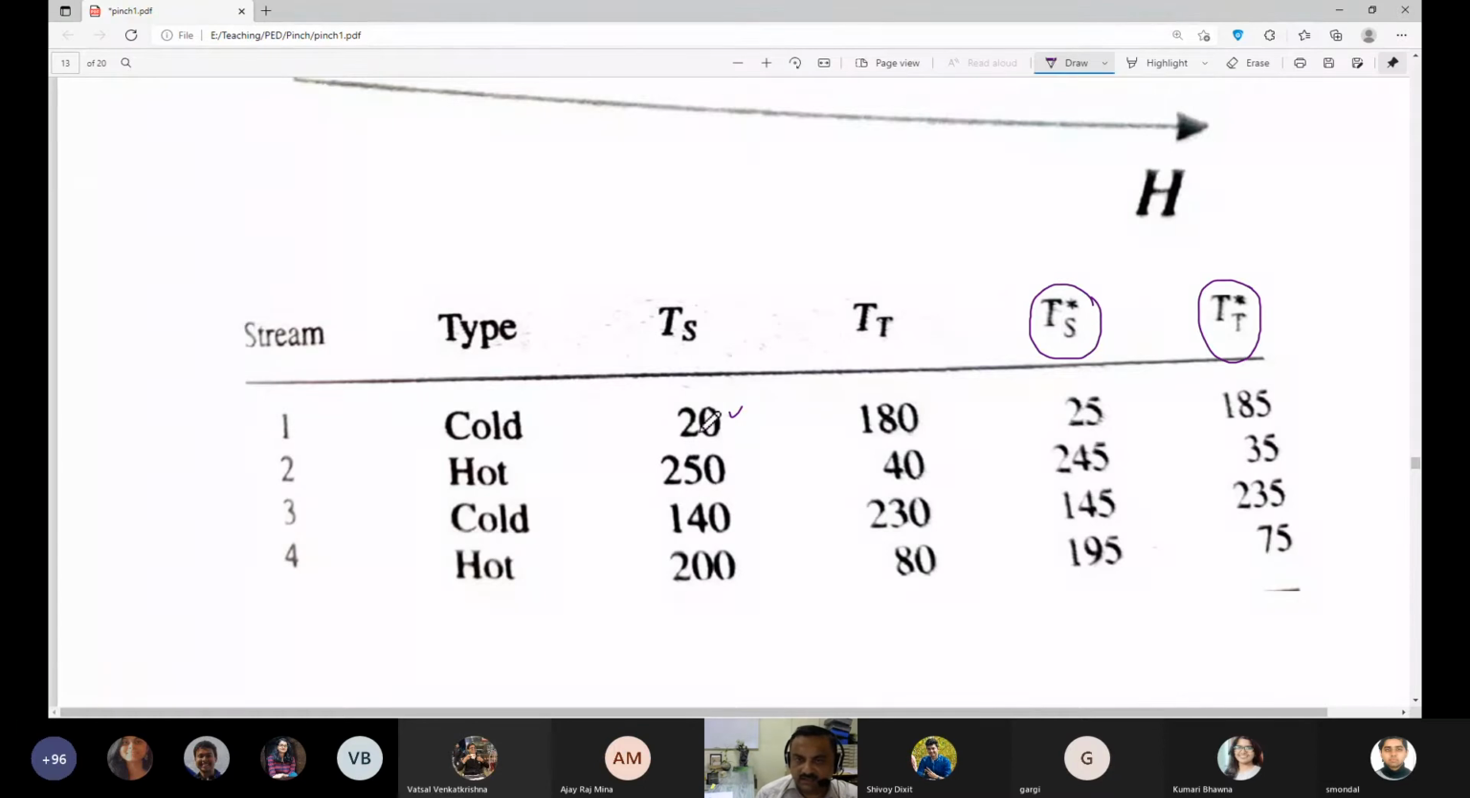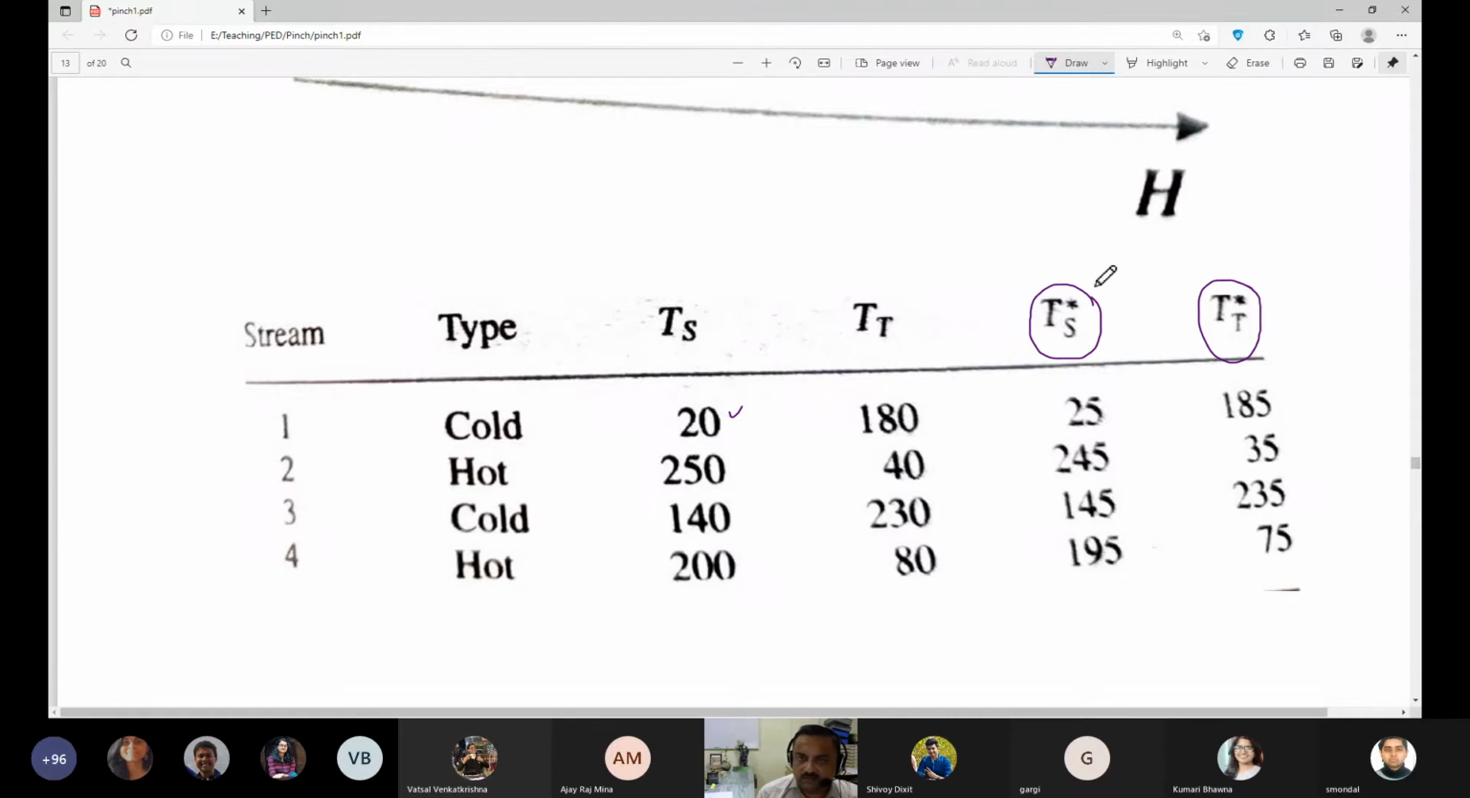So here you can see these are the cold streams. Both the temperatures are increased by 5 degrees. So 20 is increased to 25, 180 is increased to 185. Whereas for the hot streams, they are reduced by 5 degrees. So 250 is becoming 245 and 40 is becoming 35. The same thing applies here also: for the cold stream, it is increased by 5 degrees, and for the hot stream, it is decreased by 5 degrees.